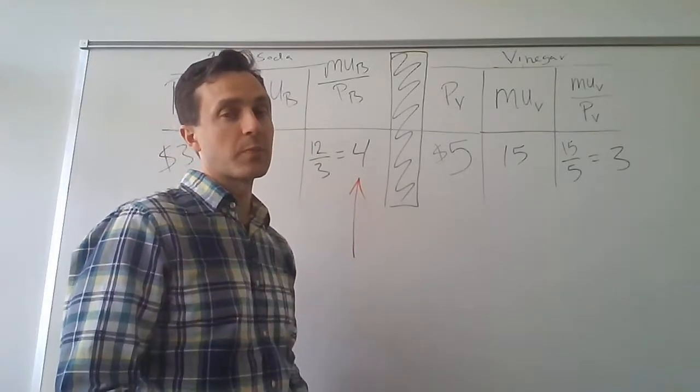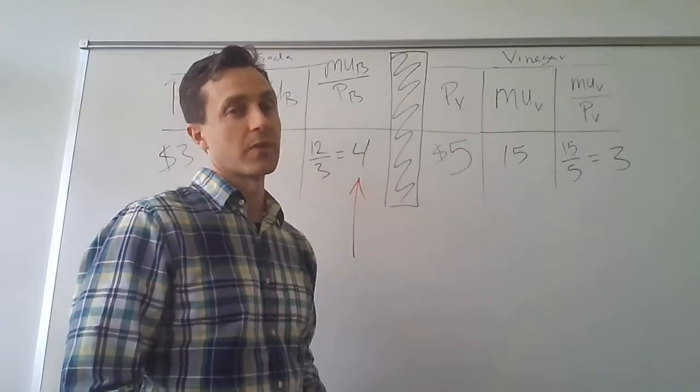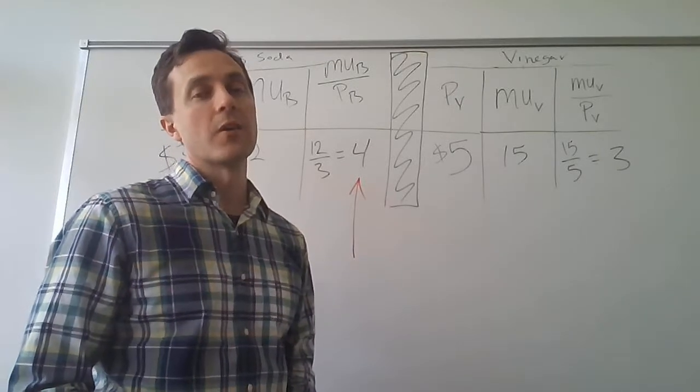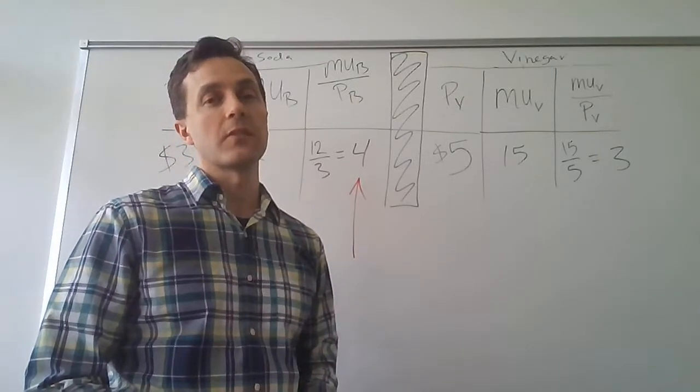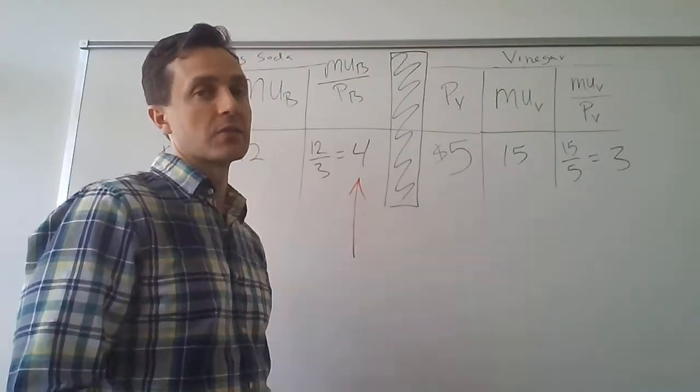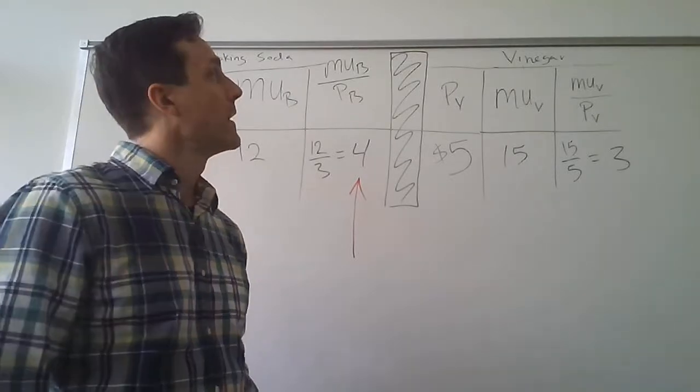She gets 4 utils per dollar rather than 3 utils per dollar by buying the baking soda rather than the vinegar, right? And so we know that, assuming she can buy one or the other, she should buy an additional unit of baking soda, right, rather than the vinegar.